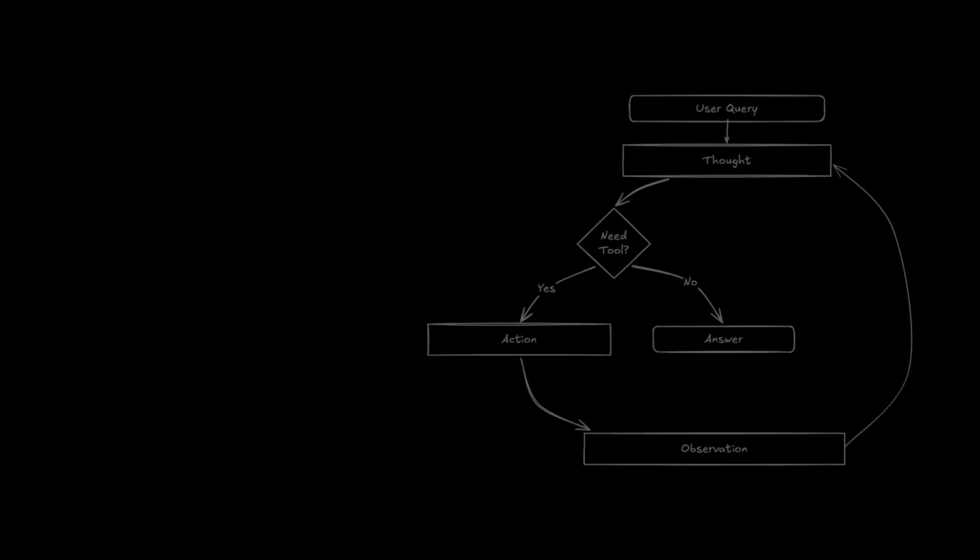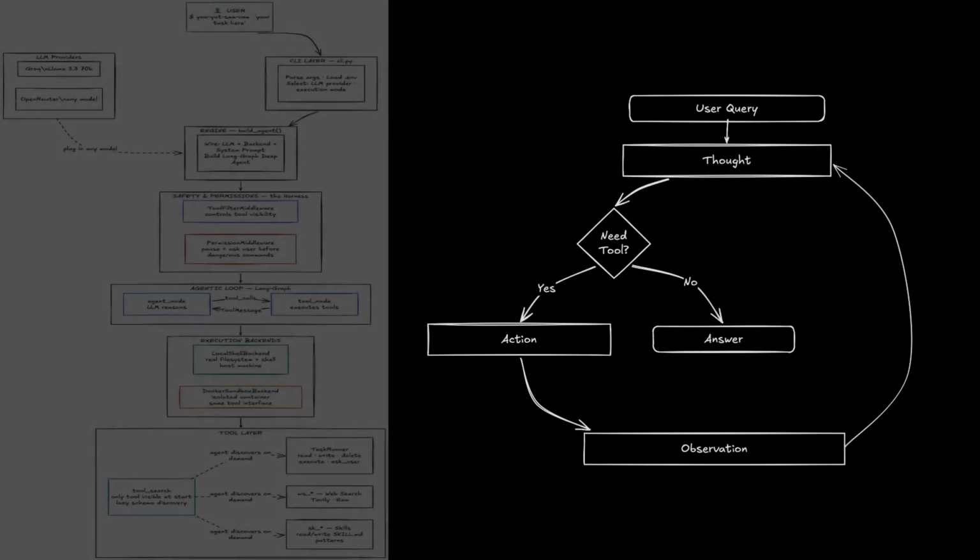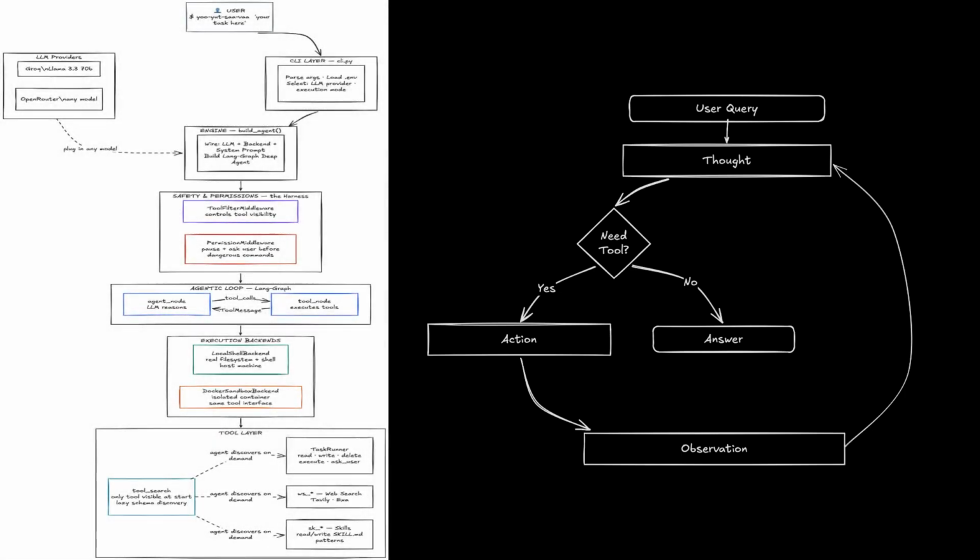In the last two episodes, we covered the HLD of the agent, the React loop. Reason, act, observe, repeat. That was the concept in the architecture. This episode is the code that runs it.